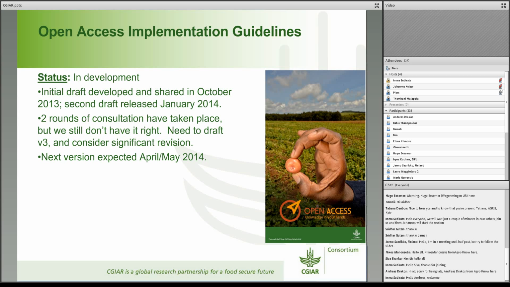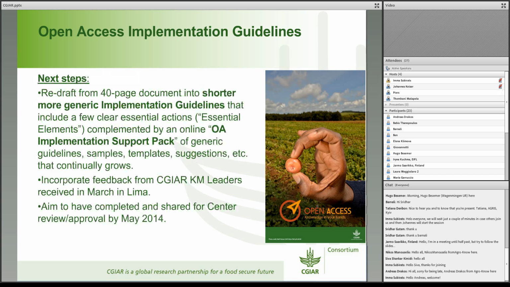It's 40 pages, and we got a lot of feedback from centers that actually, it was too prescriptive. So our next step on this is actually redrafting that document into a more generic set of implementation guidelines that include just clear essential actions, and then supported by an online, what we're calling a support pack of generic guidelines, samples, templates, suggestions that continually grows. We presented this redraft to a meeting of our knowledge management leaders from across the CGIAR Consortium in Lima last month, got their feedback, and we're hoping to have a new version later this month for approval, hopefully in May.